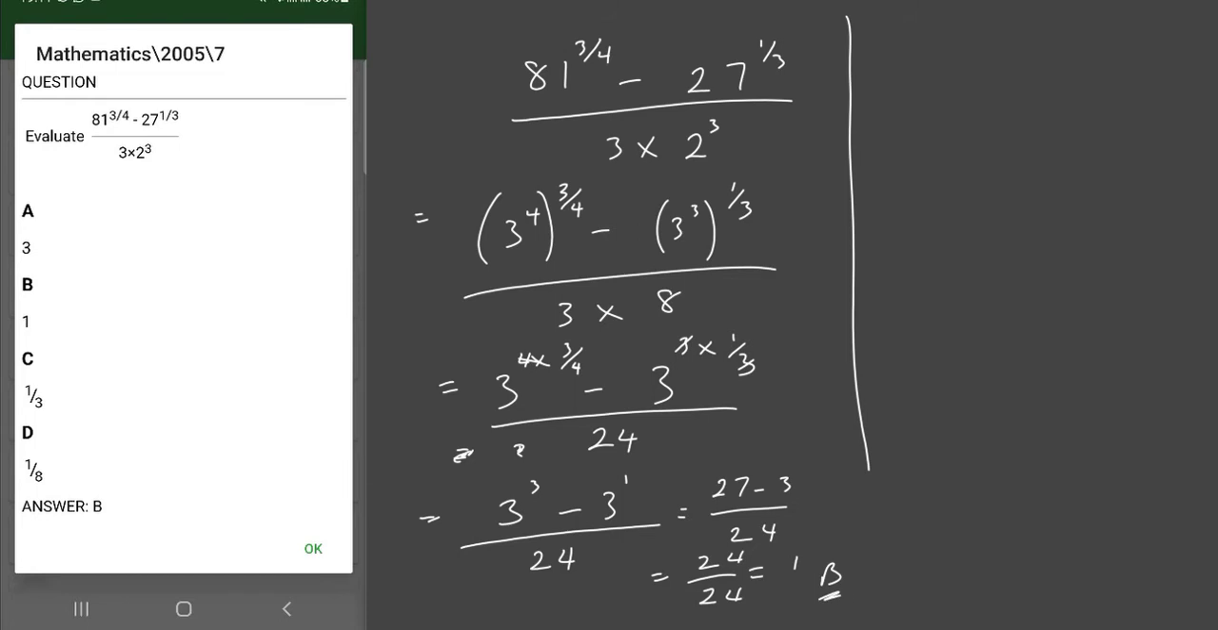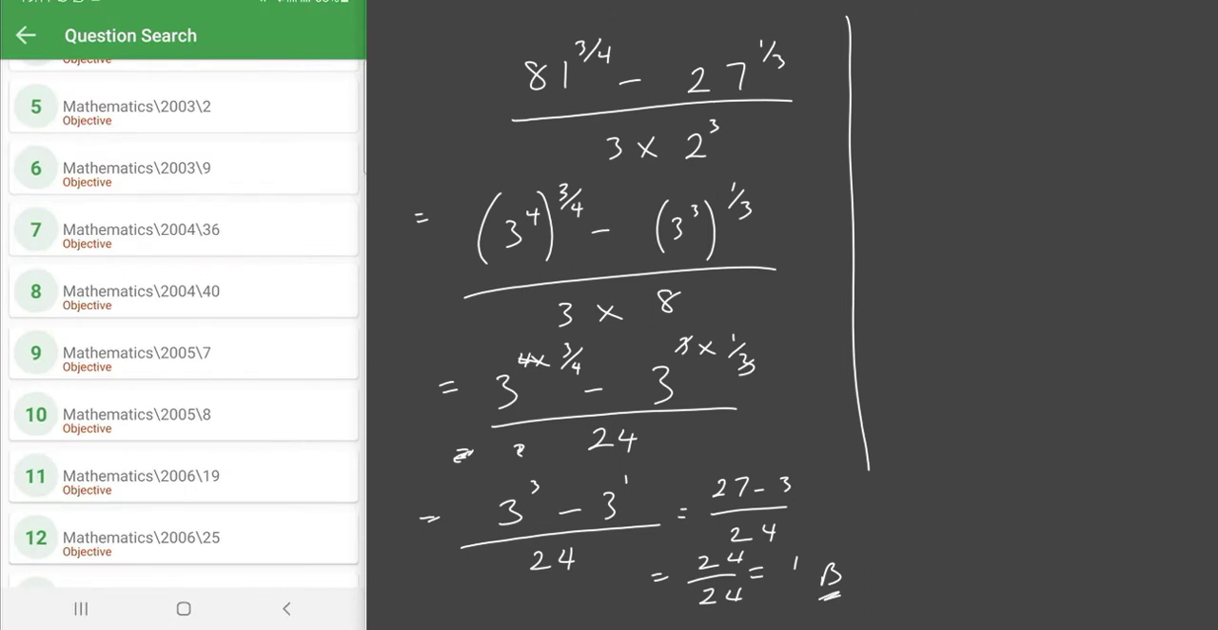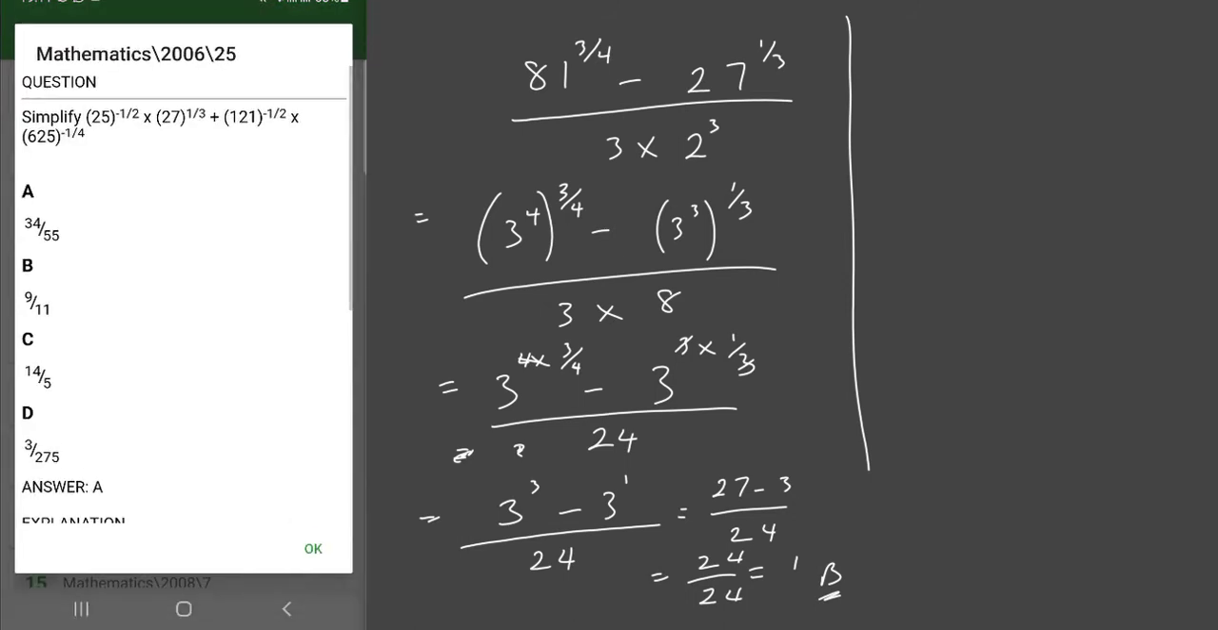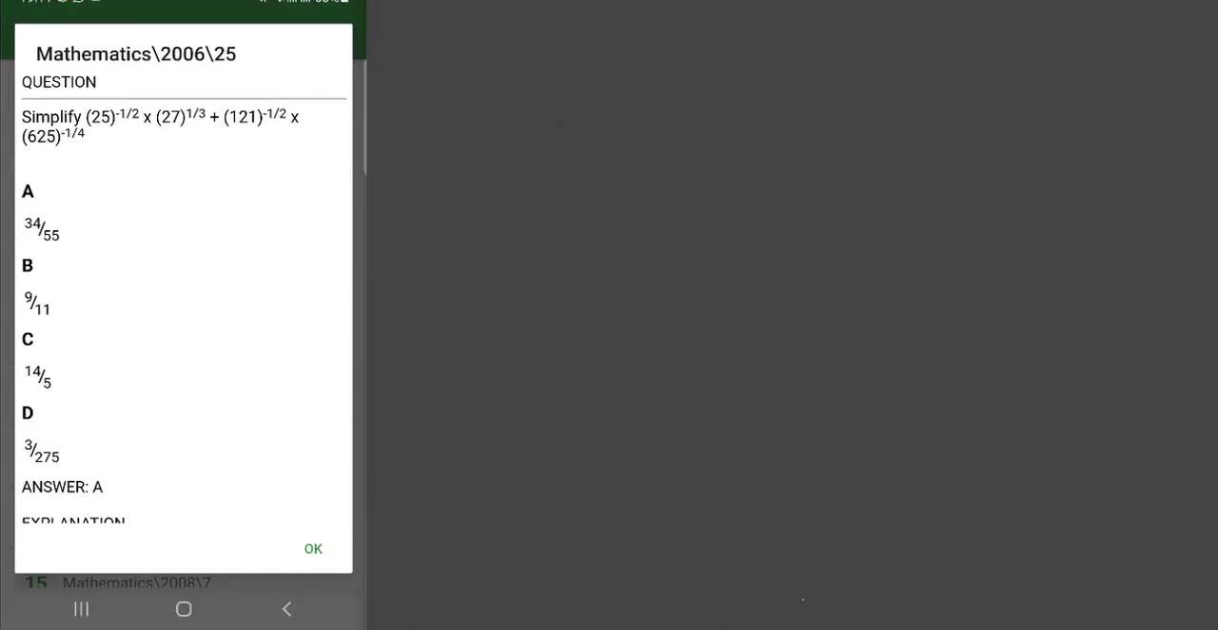Now let's solve the next question. The next question is from the year 2006, and that's question number 25. So this question goes as follows.